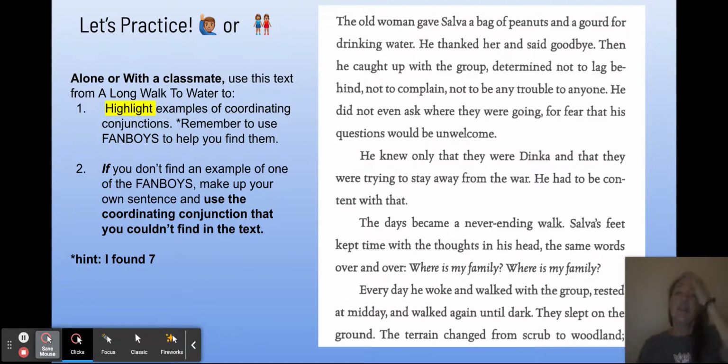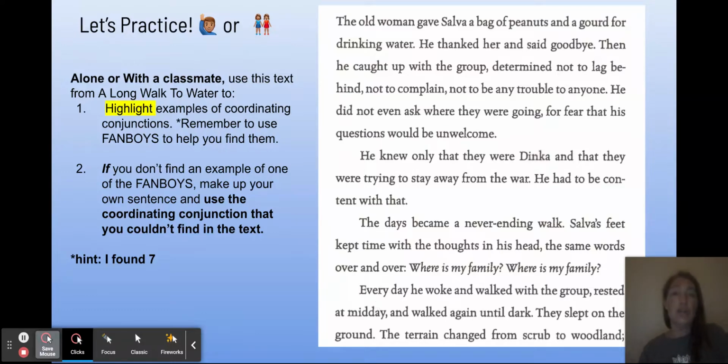Your last page here is your assignment, your practice. You can either do it with a partner or by yourself. We are reading about Selva and the Long Walk to Water, and this is an example of 4 paragraphs that have some coordinating conjunctions in here.